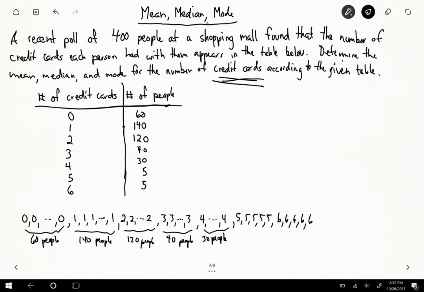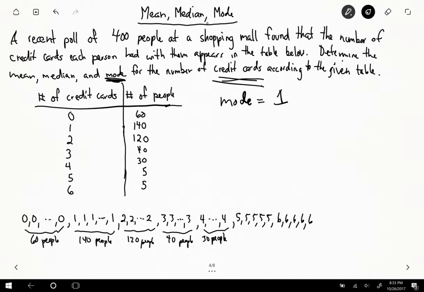Obviously I couldn't fill it up on this page and do all that, but if we're finding mean, median, and mode, the easiest thing to look at is the mode in this case. The mode is just the most frequently occurring value. Notice there are 140 of these ones. So the mode equals 1 because there are 140 ones appearing in our list. Okay, so that part's easy.